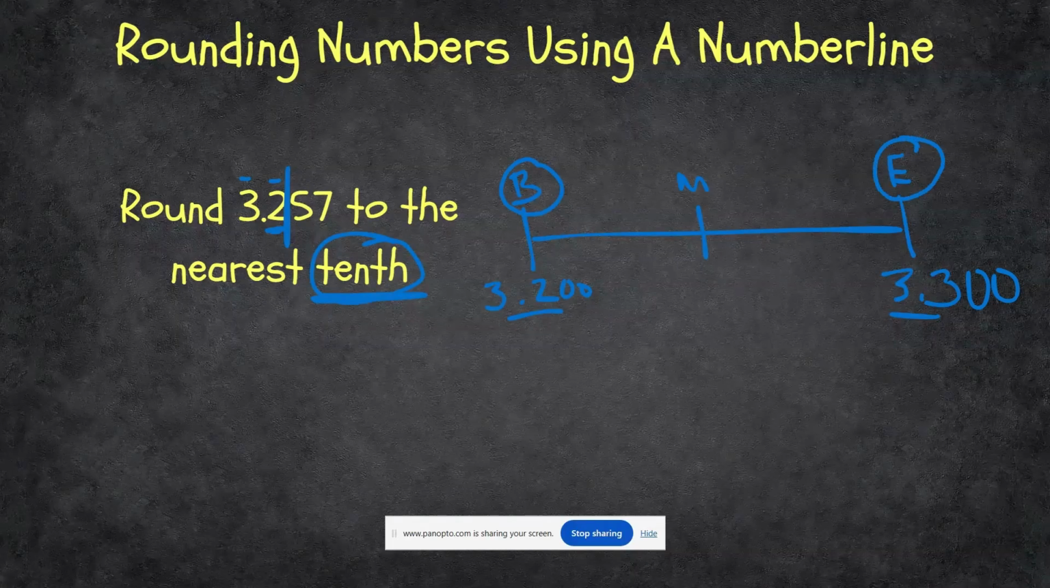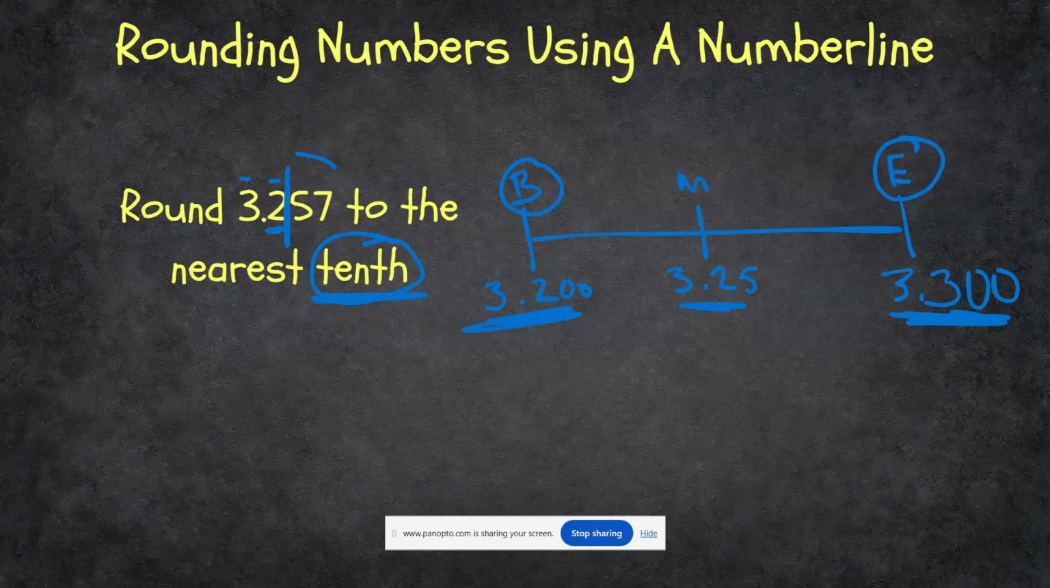Now, when we round, our answer is either going to be the beginning point or the ending point. Those are going to be our two choices for our answers. Now, the next part is going to be really important to how we round. We need this midpoint. So we have to think to ourselves, what's in between 20 and 30? Well, it's going to be 25. So our midpoint is 3.25.